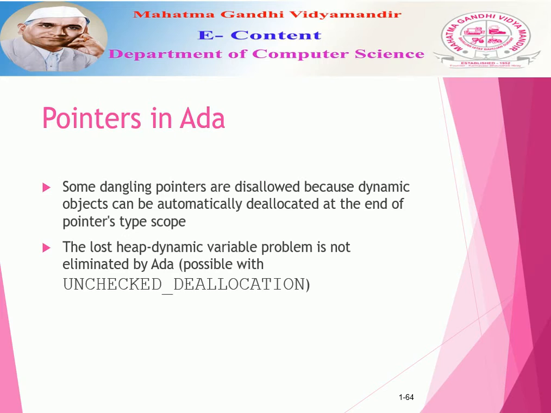So pointers in Ada, they have given the example that some dangling pointers are disallowed because dynamic objects can be automatically deallocated at the end of the pointer type's scope. So if you are using the object oriented concept there, if the object is no longer used, then its memory is deallocated automatically. Then the lost heap dynamic variable problem is not eliminated by the Ada language, possibly with the unchecked deallocation.